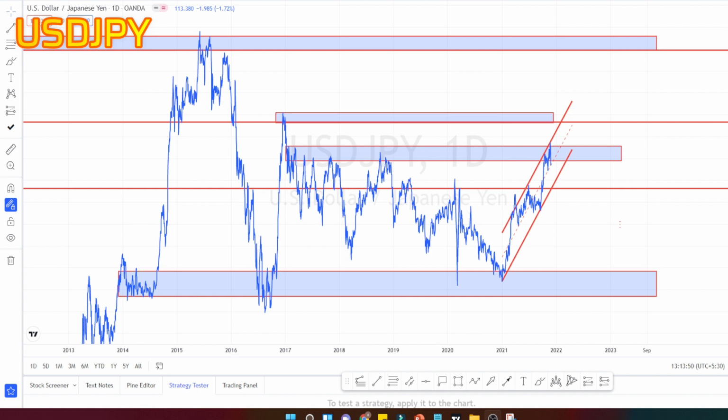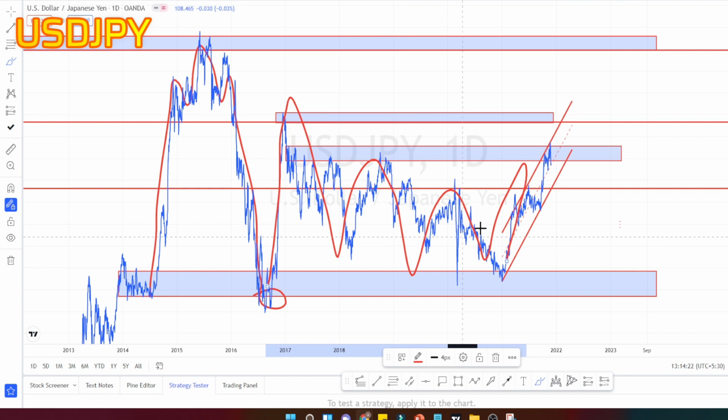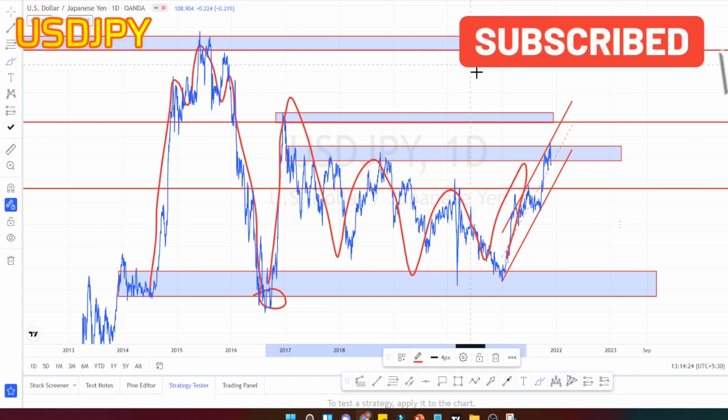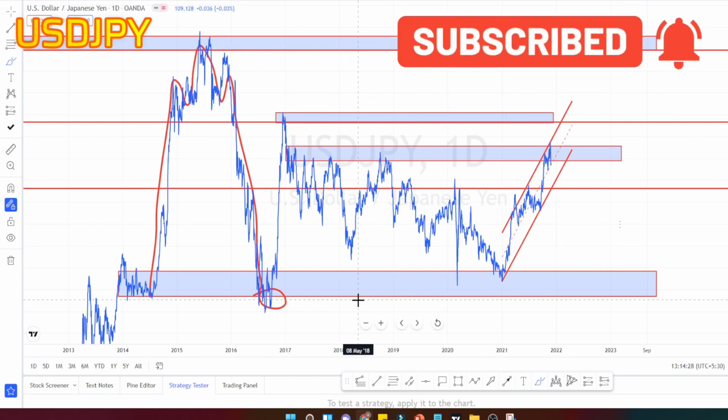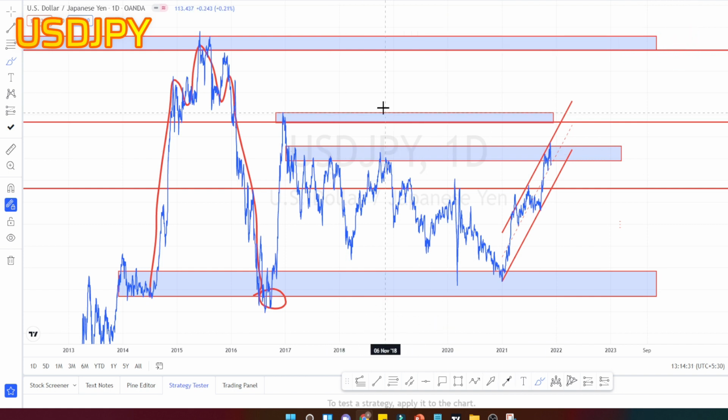Let us start with the analysis. I'm in daily time frame of US dollar JPY currency pairs. Here when we notice the overall price action, it formed a very nice head and shoulder pattern and it has retraced to the very bottom. Presently it is in a consolidation within this range. And I have already marked the resistance and support levels.